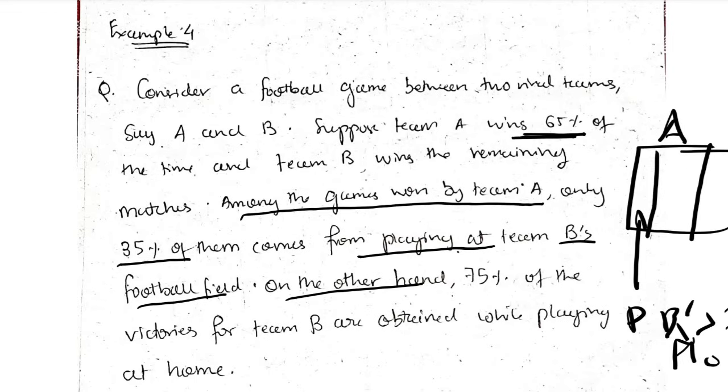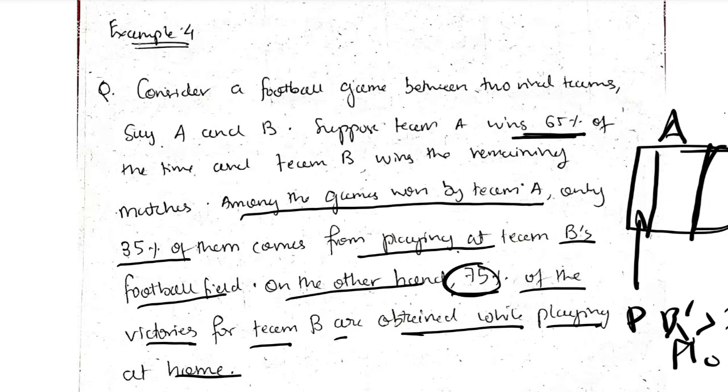On the other hand, 75% of the victories for team B are obtained while playing at home. Home means B's field. 75% of this one, this is what B is winning. In this, 75% comes from playing at home itself. So, B will win this many matches while playing at home, and A will win this many matches while playing at B's field.